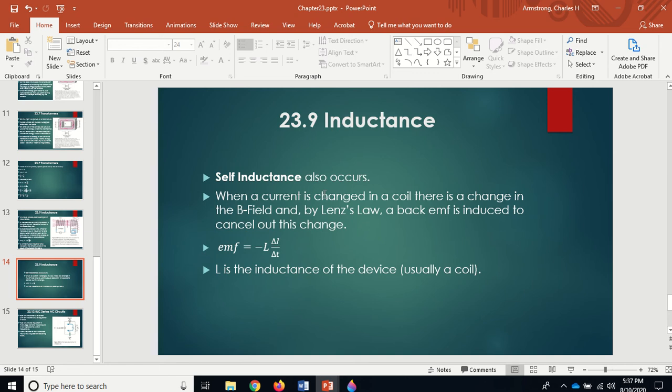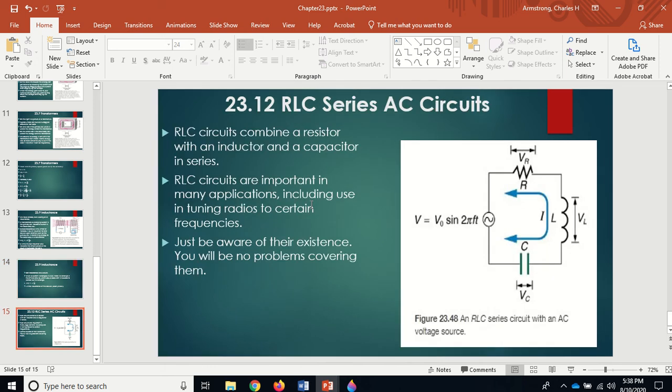Okay, then we have something called an inductor. That's self-inductance. So basically, you change the current in a coil, but the coil itself induces a current and a magnetic field to try to undo the change you made. Okay, so that's called inductance, self-inductance, and it's got an L there. And then the only other thing, obviously for this class you don't have to worry about it, but be aware of it.